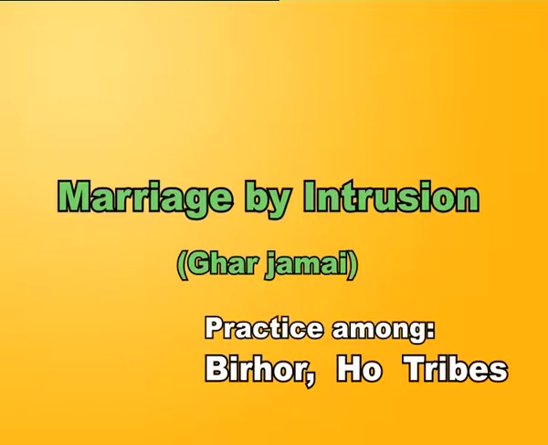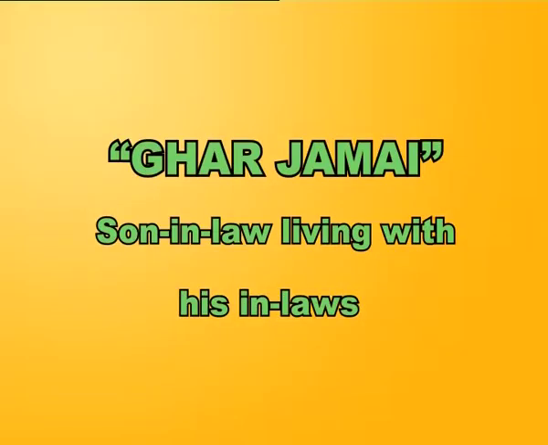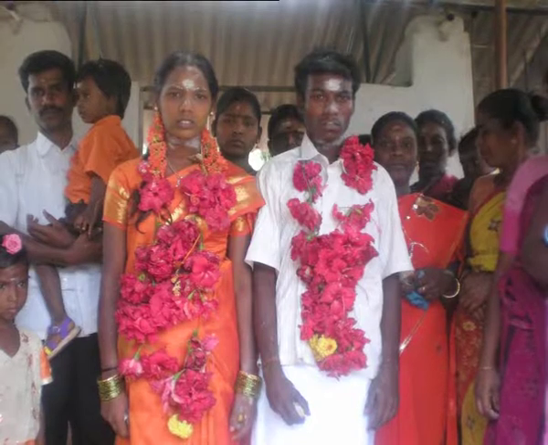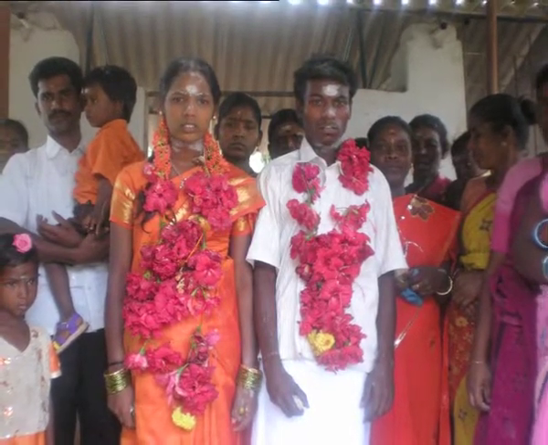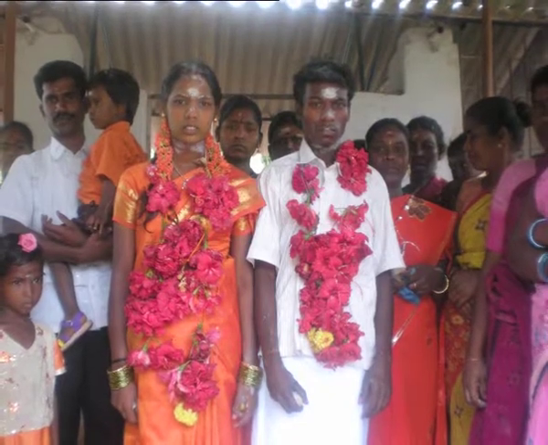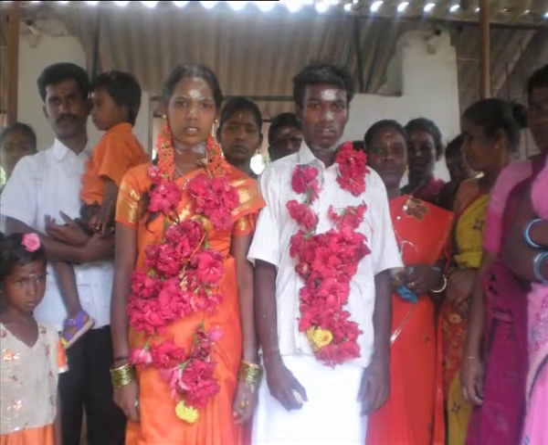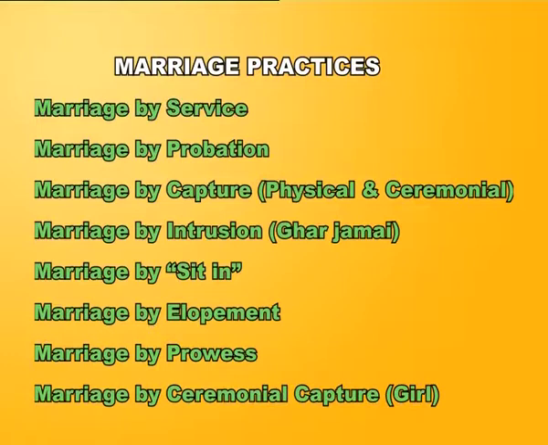Marriage by intrusion, that is, the girl is interested in marrying a particular boy, but the boy has some problems about marrying the girl because of his own parents or the girl's parents. What he does is he intrudes into the girl's family with certain baggage, and they call him Garjamai, that is the in-law of the family itself. He goes and intrudes, sits there and tries to convince the parents of the girl that they have to marry her off to him.